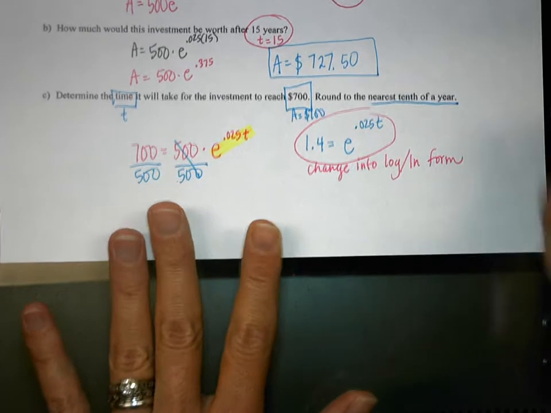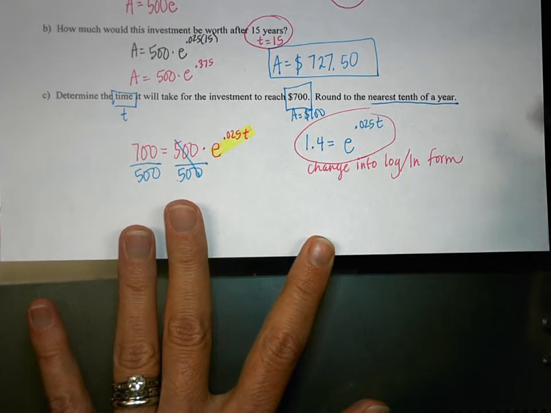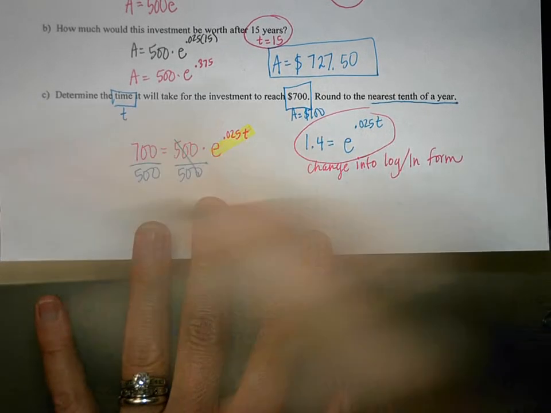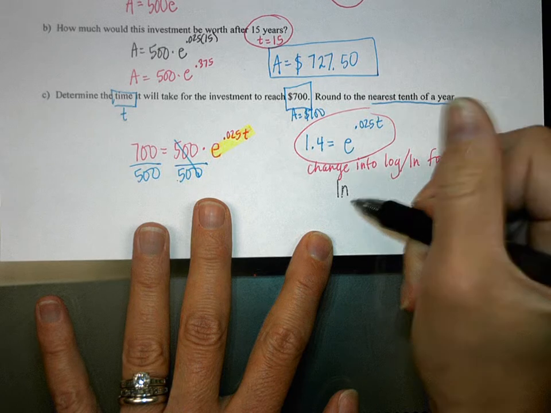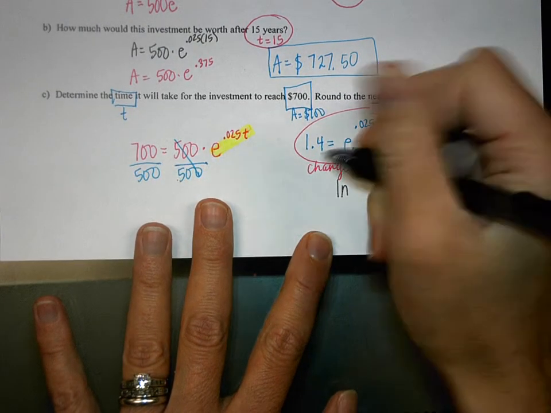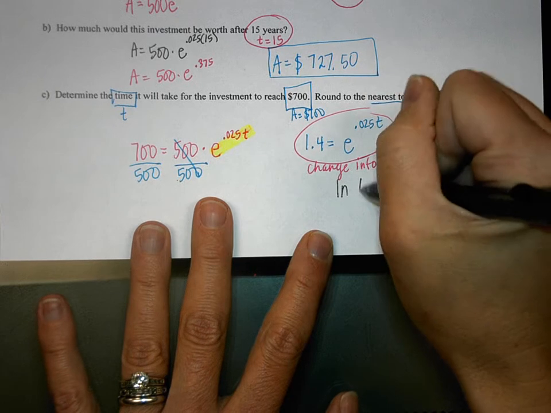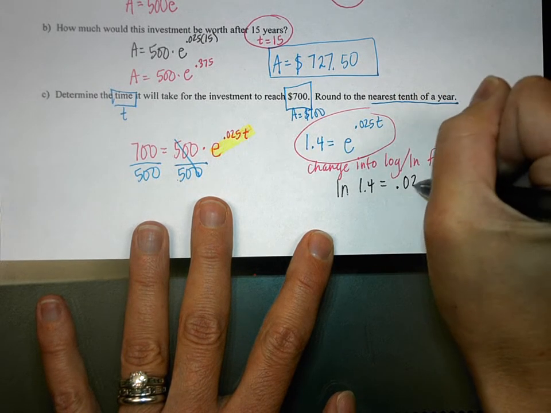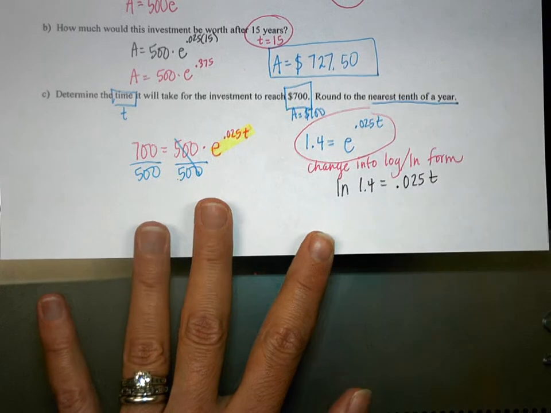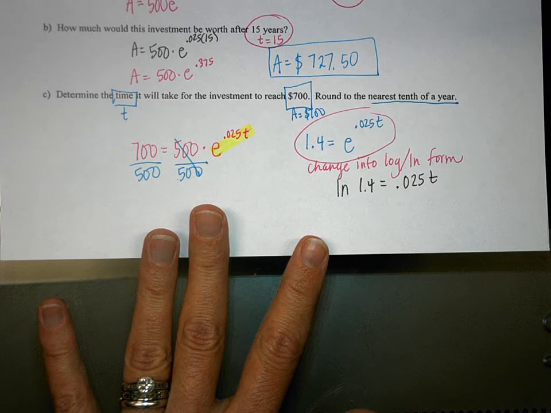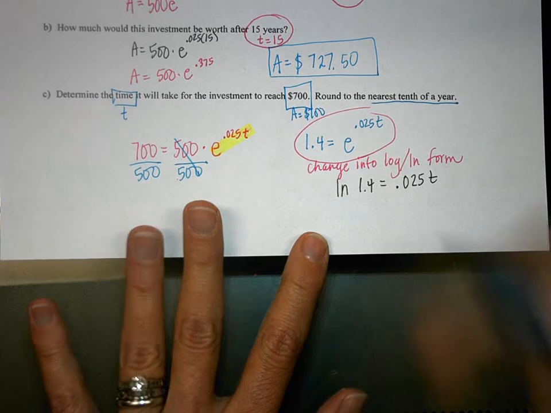Okay, so how will I write it? Natural log, which is base e. Do I have to write base e? No, you can if you want to. Of what value? 1.4 equals, very good, 0.025 t. And if we want to get t by itself, what will I do next? Very good. Divide by 0.025.